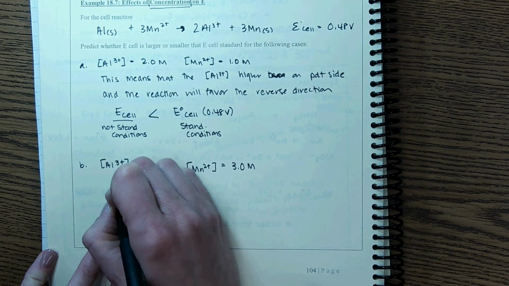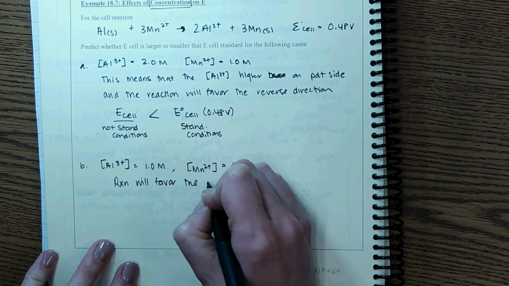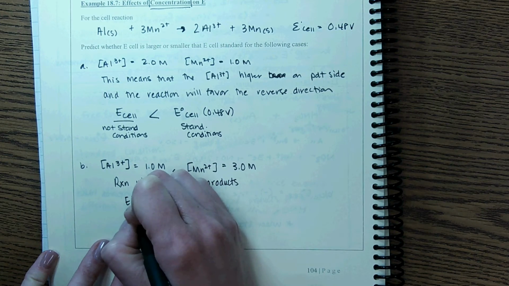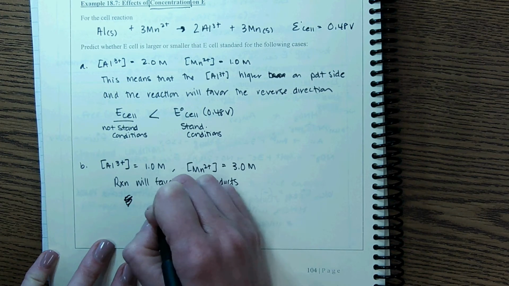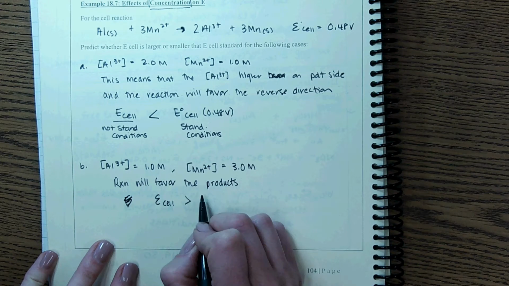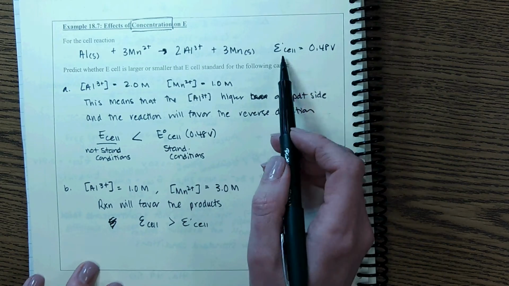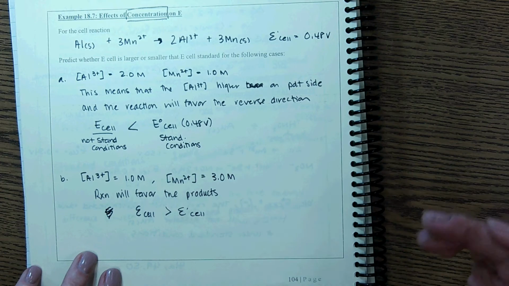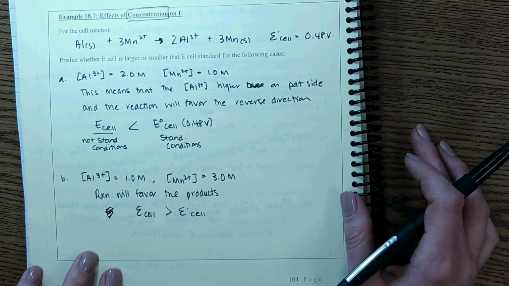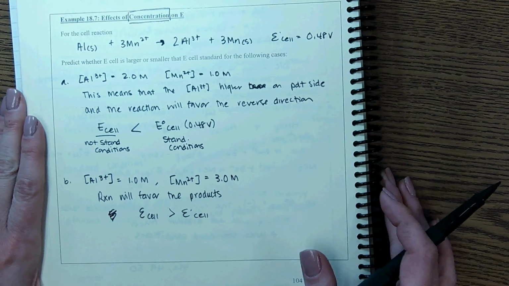Therefore, the reaction will favor the products, and for the E standard, let's write it the same way into this one. The E cell is this time going to be greater than the E standard cell because we're making more products, so the amount of volts that we will be able to produce is going to be significantly more. Okay, so let's flip the page.